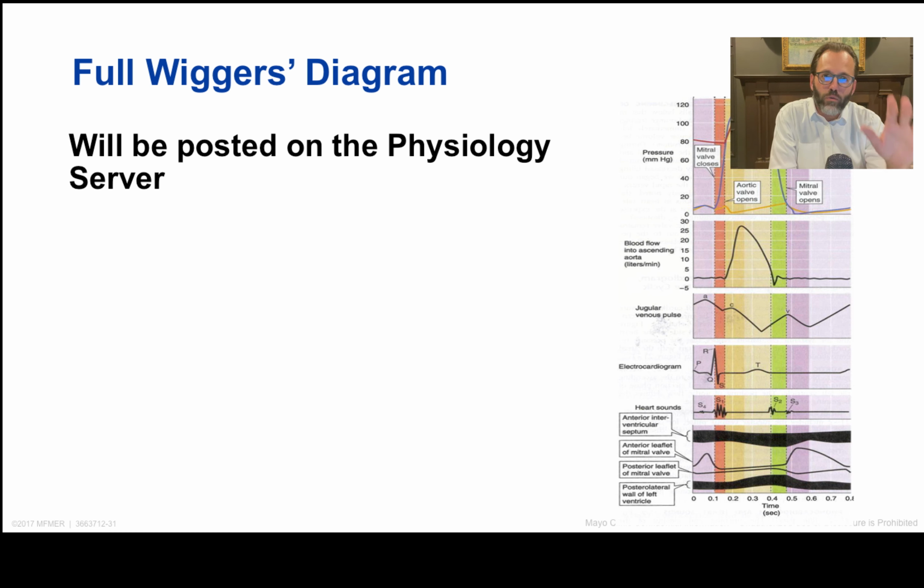So when you're looking at the full Wiggers diagram, which will be posted on the physiology server, you should be very familiar, very comfortable with drawing all of the components of it that we discussed in this lecture. There are certain things, of course, that we didn't really discuss. The one that you should be able to do, with ascending blood flow into the aorta, is pretty intuitive. During systole, as soon as ventricular pressure exceeds aortic pressure, you'll have ejection of blood into the aorta, and otherwise you won't have ejection of blood as long as the aortic pressure is higher than the ventricular pressure. So that's one that you should know.